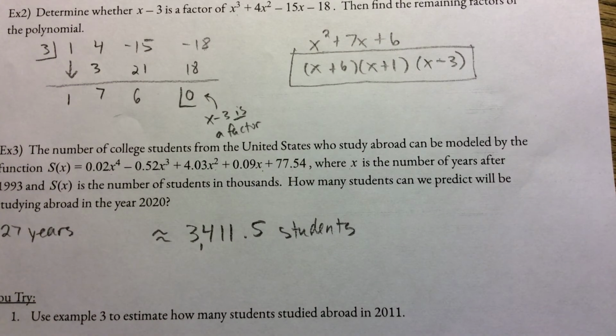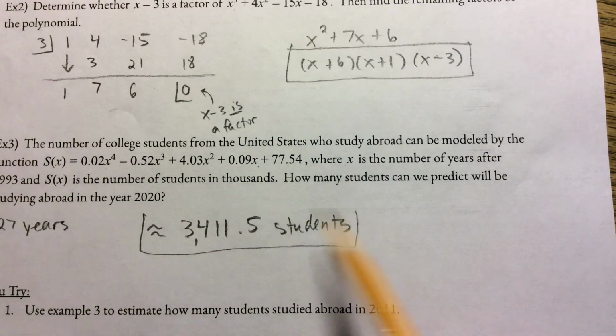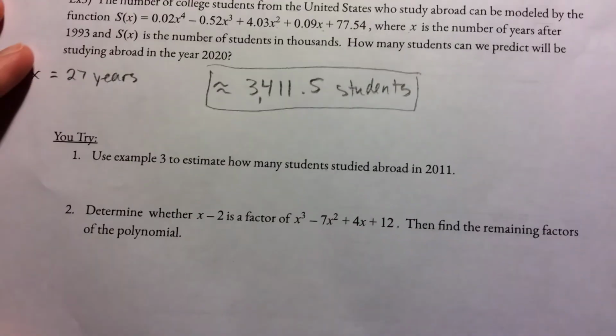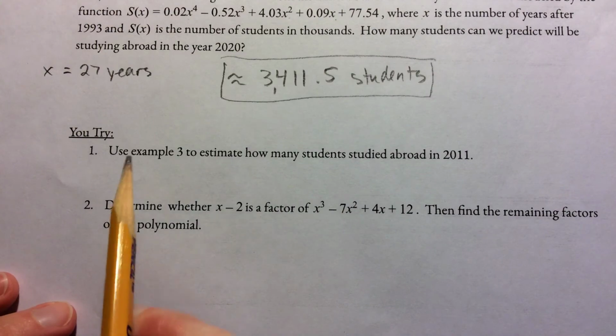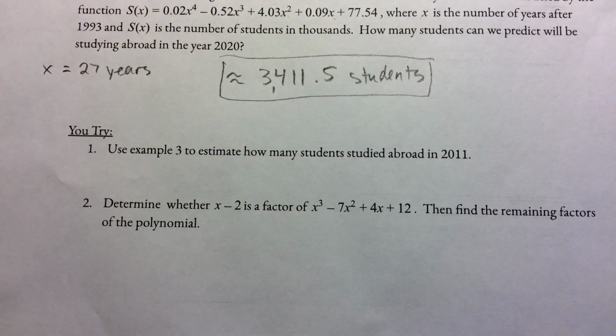Obviously, you can't have a half of a student that is studying abroad, but since this is just an estimation, we're just going to leave it like that. All right, so for your problems on this one, you're using the same formula there. So either using your calculator or maybe using the Desmos calculator if you need to use that. And then problem 2 is a lot like example 2 up here.